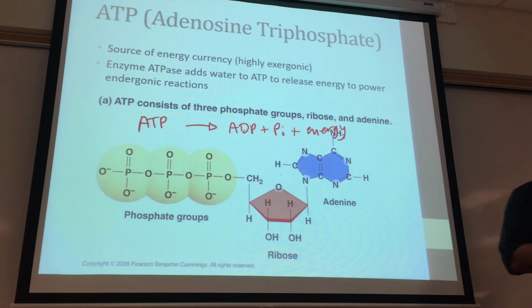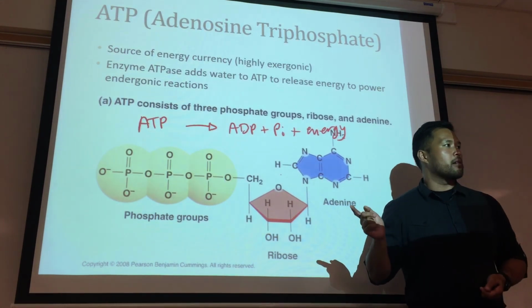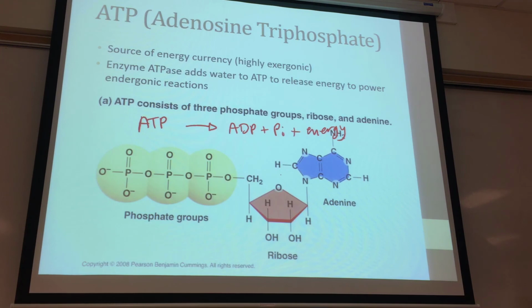So if you're building that protein, you're going to be doing that in the lab assignment. It's a really easy lab assignment. If you're building a protein, it's going to require energy, and that energy comes in the form of ATP that's required. So with that, that breaks off our phosphate group.